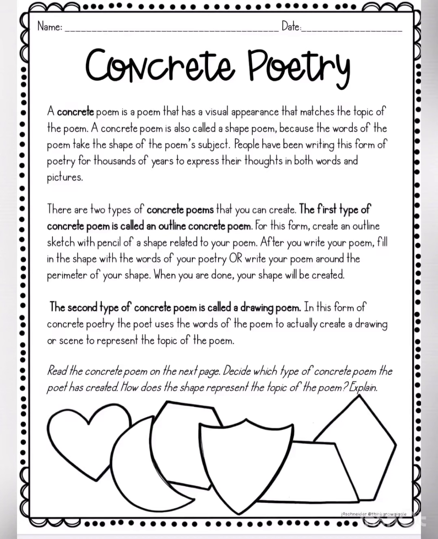The first type of concrete poem is called an outline concrete poem. For this form, create an outline sketch with a pencil of a shape related to your poem. After you write your poem, fill in the shape with the words of your poetry or write your poem around the perimeter of your shape. When you're done, your shape will be created. The second type of concrete poem is called a drawing poem. In this form of concrete poetry, the poet uses the words of the poem to actually create a drawing or scene to represent the topic of the poem. Let's take a look at a few examples of the first type of poem called an outline concrete poem.